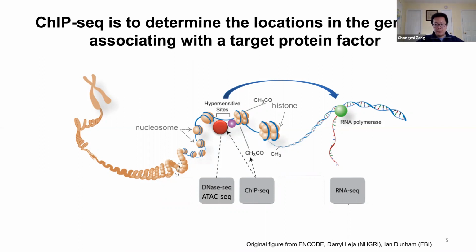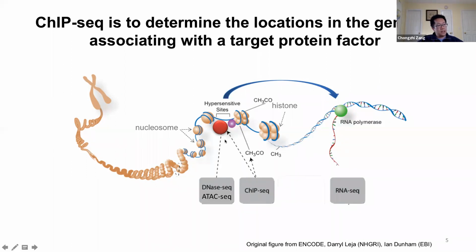As I believe all of us know, in the eukaryotic genome, the genomic DNA sequence is wrapped and interacts with many different types of protein factors, protein molecules, to form the structure of chromatin. Several important protein factors that associate or interact with DNA include histones. Histones form the structure of the nucleosome, the fundamental building block of the chromatin structure.